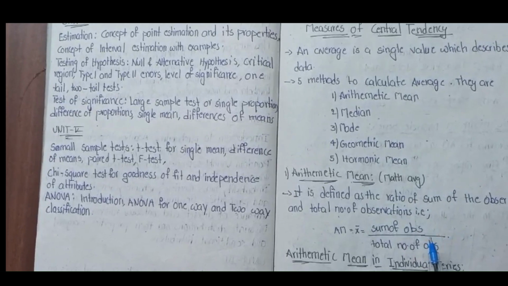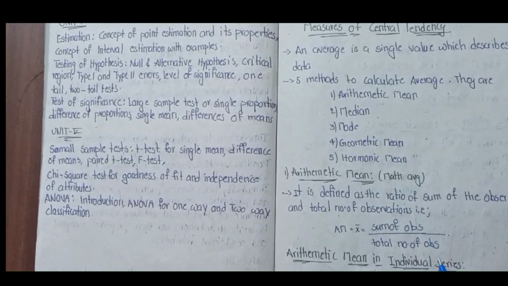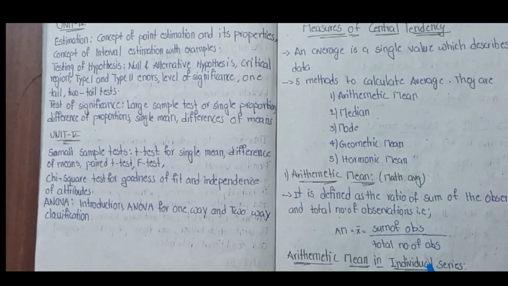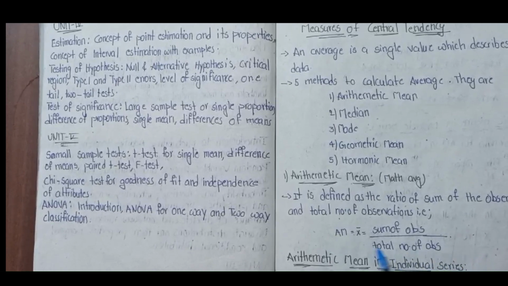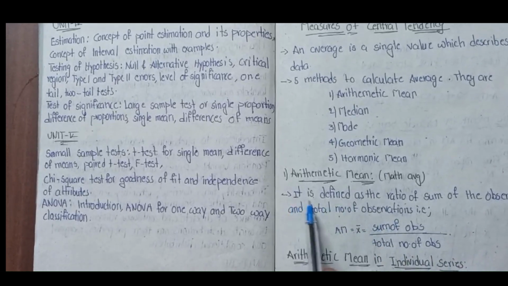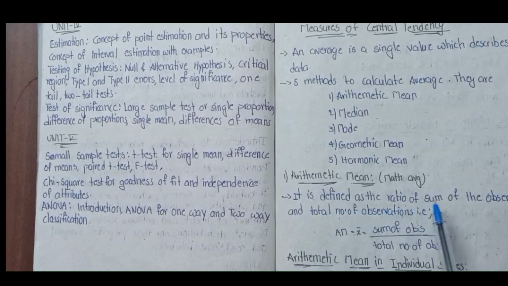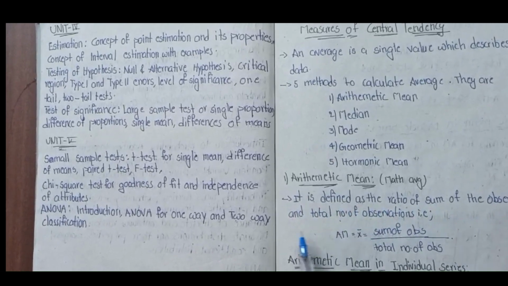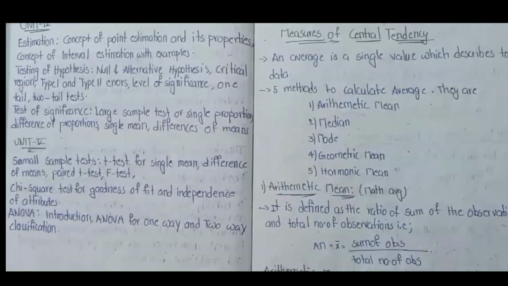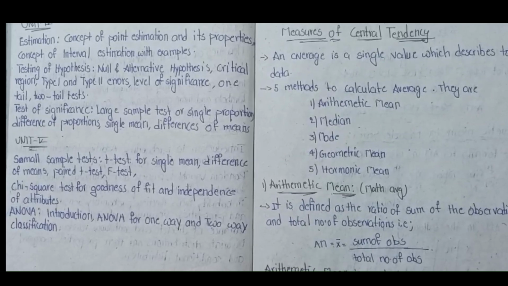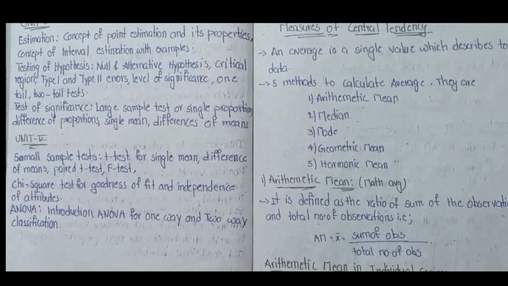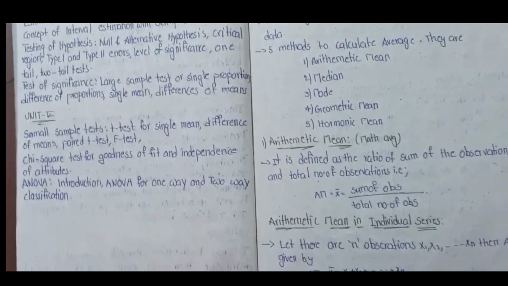Arithmetic mean is the relation between the sum of the observations and the total number of observations. From the definition here, it is defined as the ratio of the sum of observations and the total number of observations. And let us find the arithmetic mean in the first series, that is individual series.